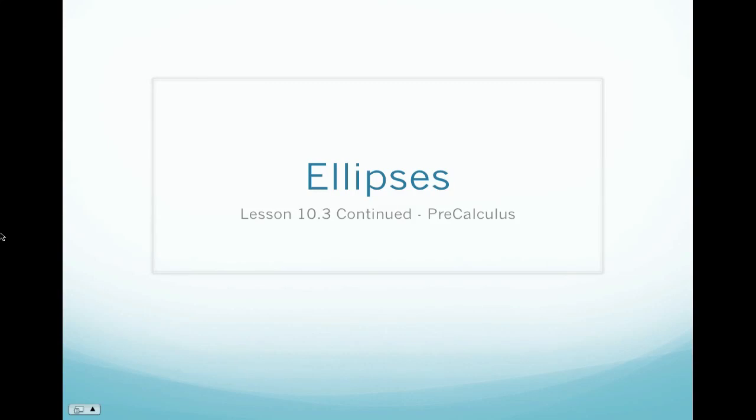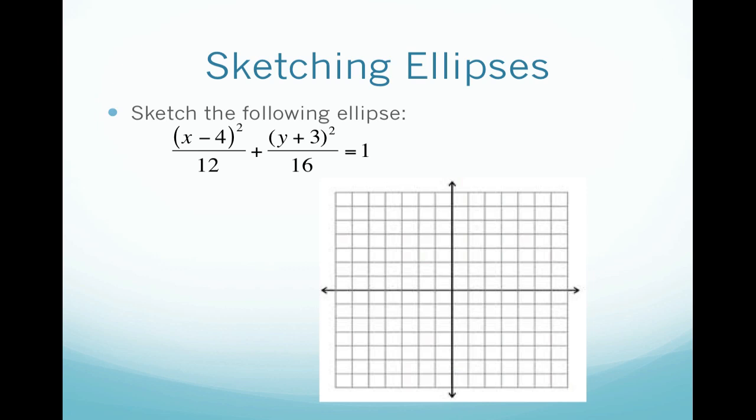So today we're going to continue our lessons on 10.3 and ellipses, and we're going to learn a little bit more how to sketch the graphs and then also how to come up with the equations of ellipses when we're given certain pieces of information about the ellipse. So the first thing, let's figure out how to sketch an ellipse.